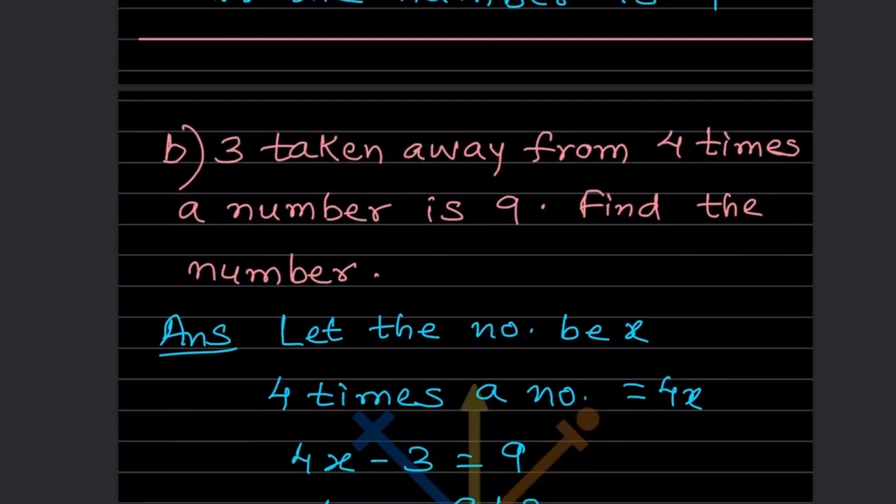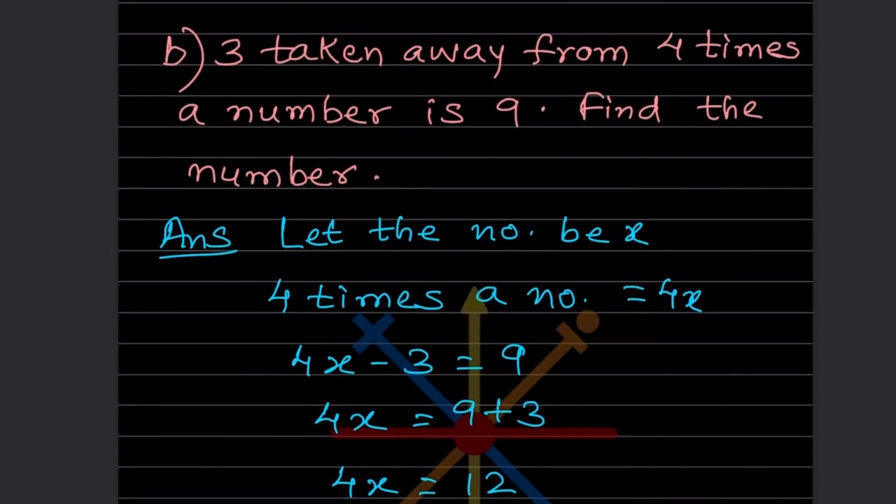Okay. Now, this says that 3 taken away from 4 times a number is 9. Find the number. We don't know what is the number, right? So we can write here, let the number be x. Okay. Now 4 times a number. 4 times a number means this is multiplication. So it is going to be 4x.